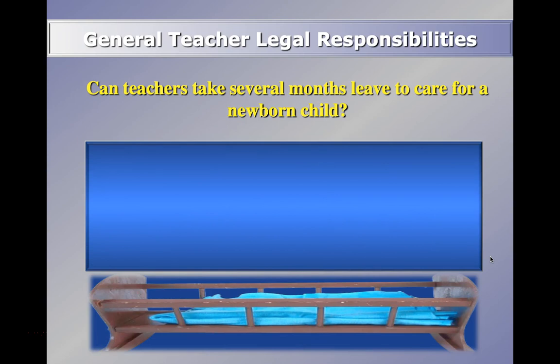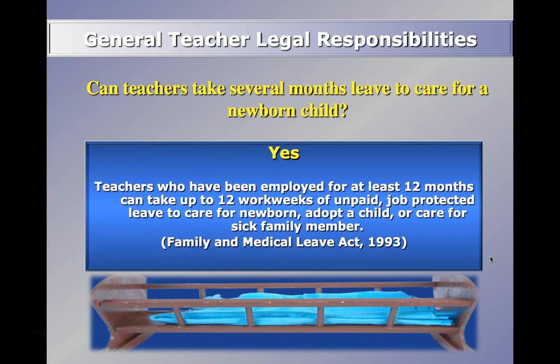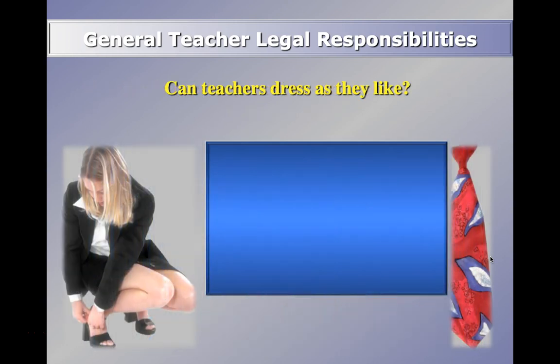Can you take several months off to care for an unborn child? Do you have those rights, either a male or a female? Well, the answer is yes. You can take up to 12 months to take care of your child. It's unpaid, but your job is protected to care for a newborn or an adopted child or even a sick family member, but you're just not paid. And that's for a male or a female.